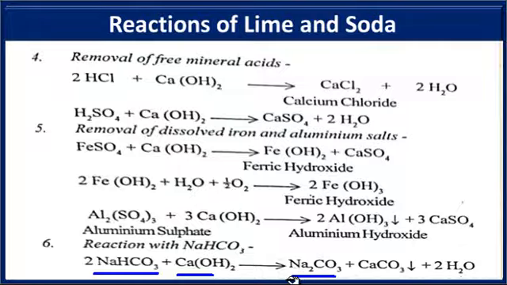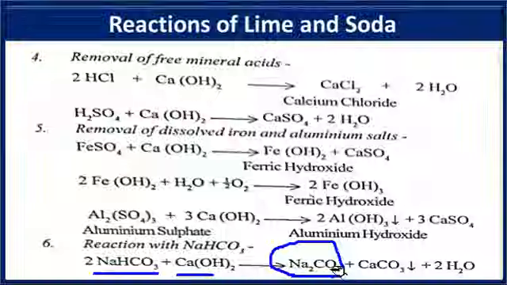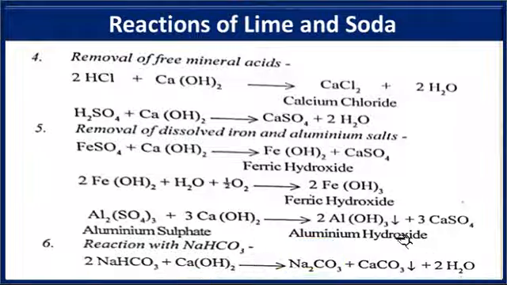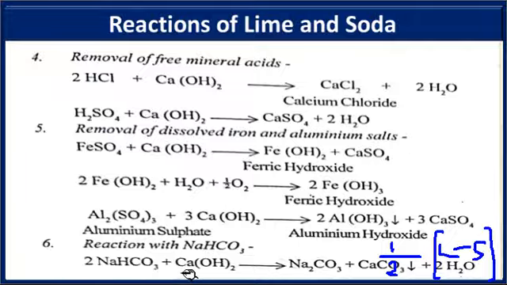Since the sodium carbonate is generated in this reaction, it must compensate the requirement of the soda. So we can say that if sodium bicarbonate is present in the water sample, the requirement of lime and soda is half L minus S. Why are we putting here L minus S? Because L is for soda which is consumed, so it requires L. But why is minus S here?